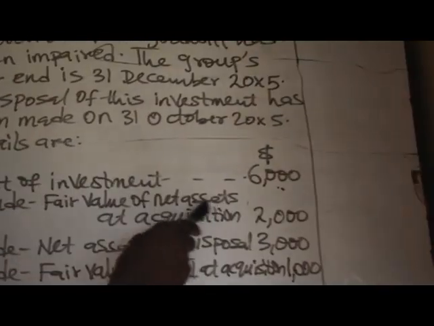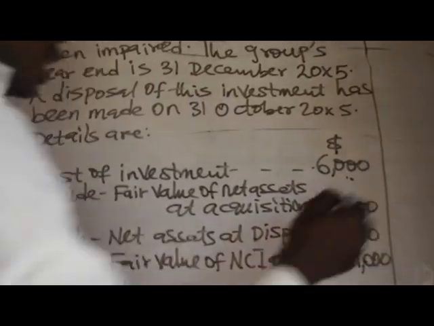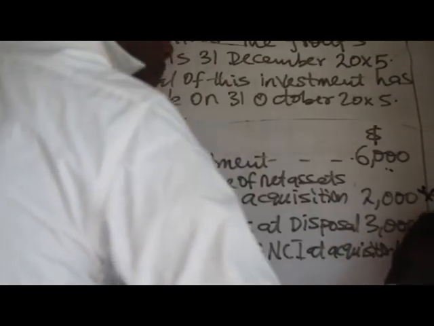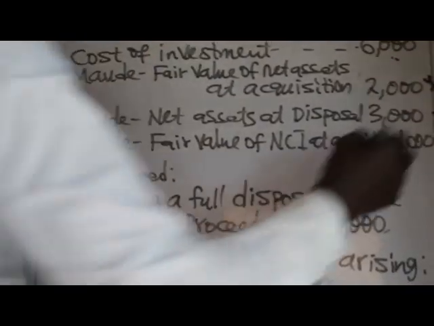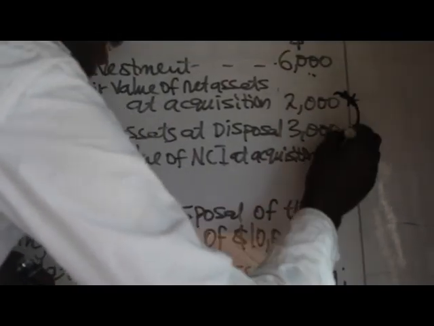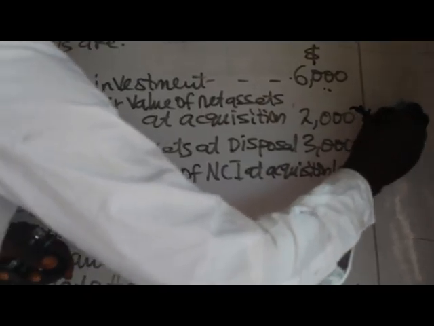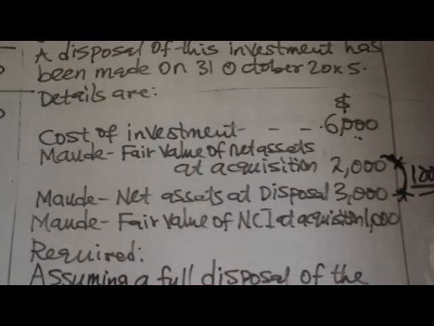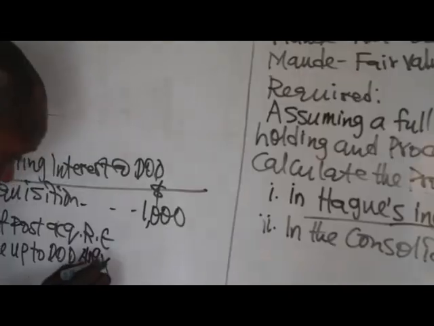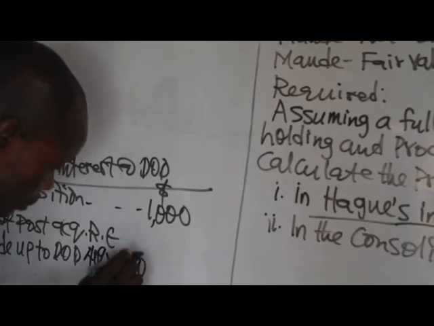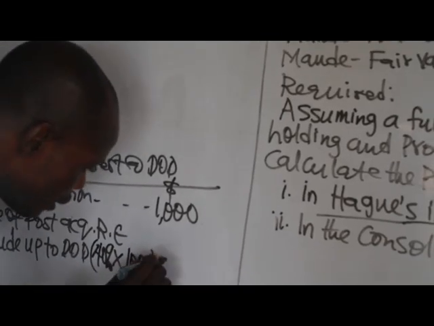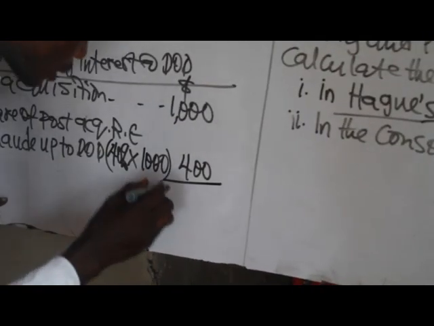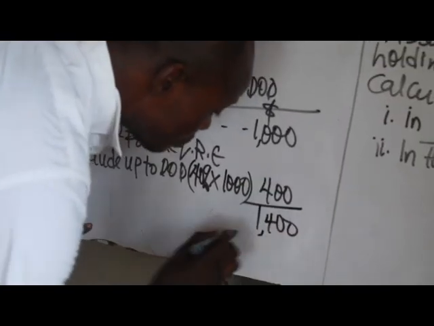Now, Mild's fair value of net assets at acquisition was $2,000, and the net asset at the date of disposal was given to be $3,000. That means there has been an increase in net assets by $1,000. That $1,000 increase in net asset is the post-acquisition profit. So we have 40% of 1,000. That will give us 400. So if you add the 400 to 1,000, you have 1,400.